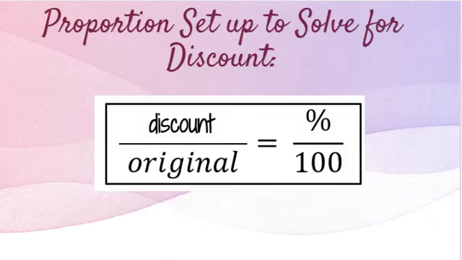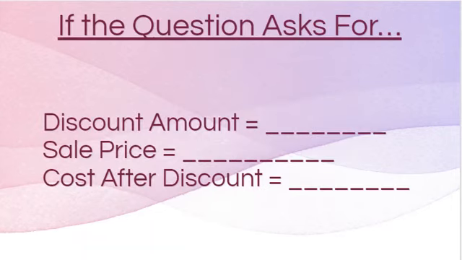All right, the first thing you need to be writing down in your notebooks is the proportion set up to solve for discount. Okay, so we would have discount over the original equals percent over 100. So you can pause the video now and make sure you have that set up. Okay, so you should have that, and it should look familiar to what we talked about last class, where you had tax and tip over the original equals percent over 100. Okay, so again, percents are still out of 100.